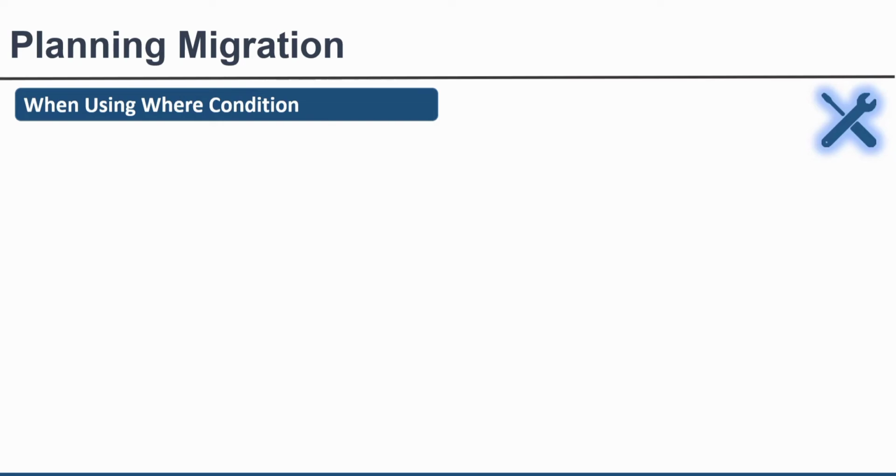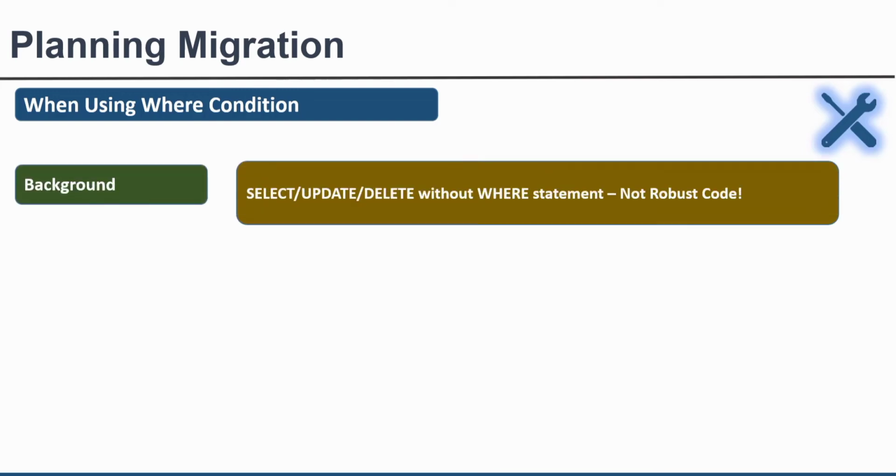Now you can see some background on usage of the WHERE condition within an SQL statement and what is recommended on HANA database. Here is the background. Select, update or delete database records without a WHERE statement are usually not a sign of a robust program in any database. So what is the recommended way of doing it?